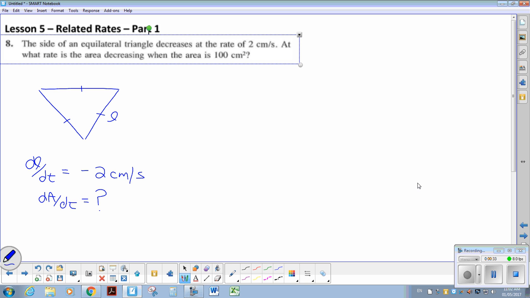So that means we're going to use the area formula. Let's take a look at that first. 1/2 base times height. The base is no problem because that's L. The height is a bit of an issue though because it's not given. So we're going to have to do a little bit of work on finding H.